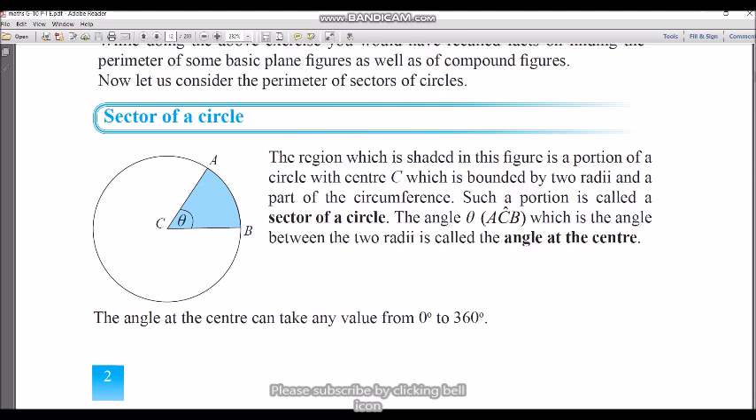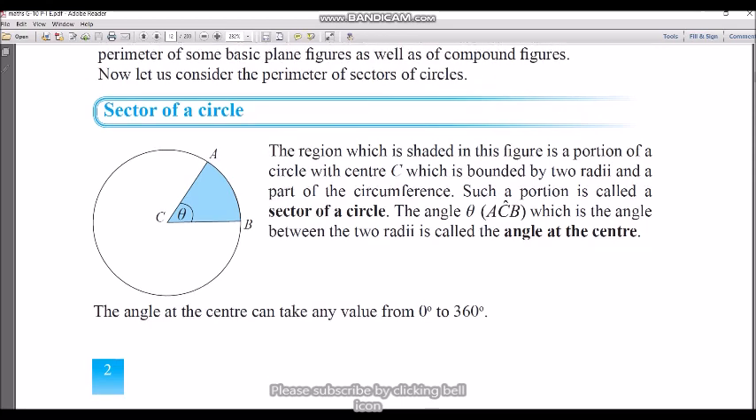We have to use these words when we are calculating the perimeter of a circle or part of a circle. So we know the angle at the center can take values from 0 to 360. We know the angle around a point is 360. So for a circle, it can take 0 to 360.